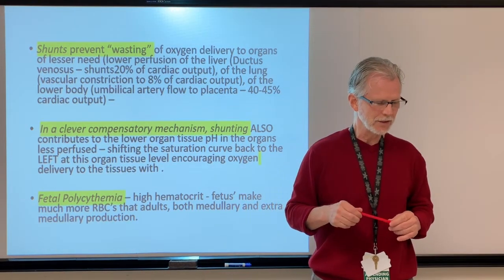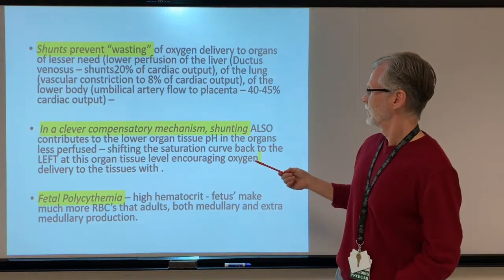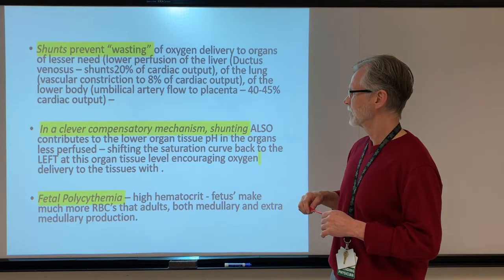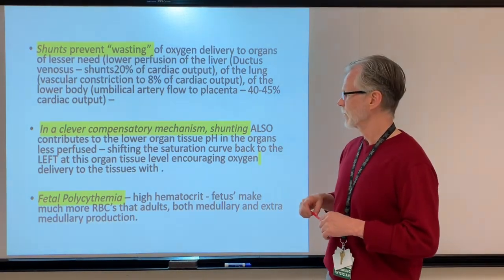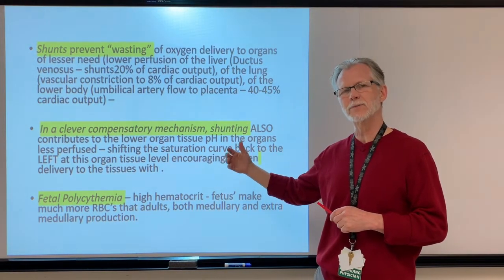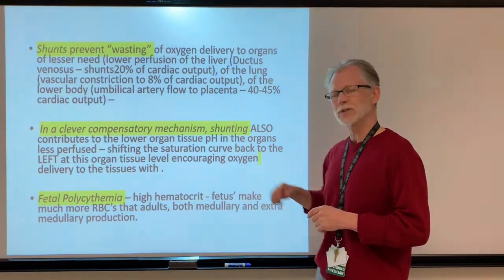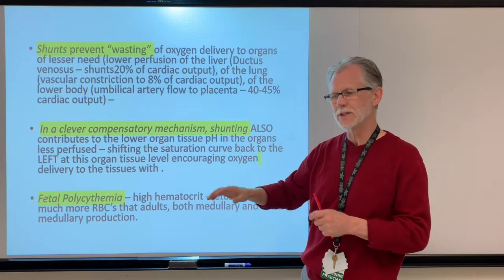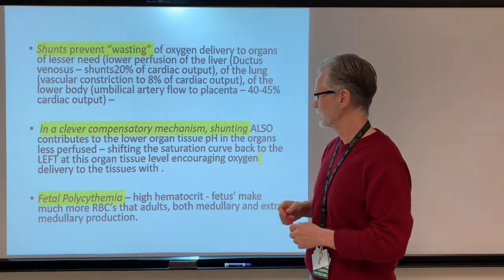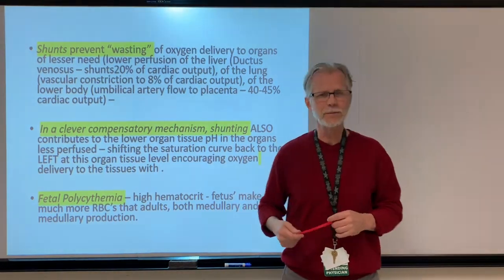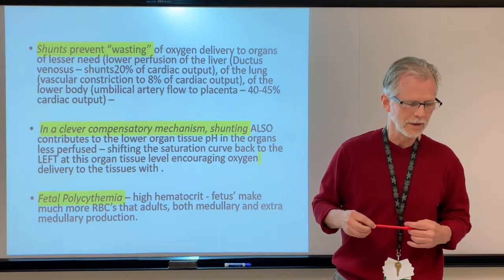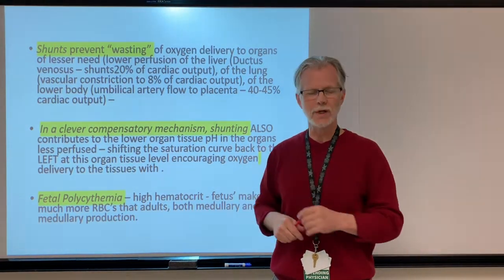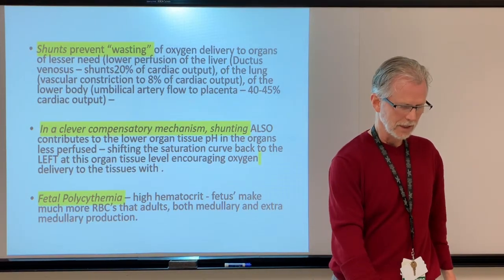Also, what's very interesting is that the shunting contributes to a lower organ tissue pH. And remember on the saturation curve, as the pH goes down, the affinity of that hemoglobin for oxygen goes down. So at the tissue level, delivery is actually increased by that oxygen affinity decreasing, by that pH decreasing as the fetus begins to rev up a little bit of anaerobic metabolism. And finally, fetal polycythemia, meaning lots of red cells, high hematocrit, makes the fetus able to deliver more blood cells in the same amount of mils of blood to that gram of tissue that it needs to oxygenate.